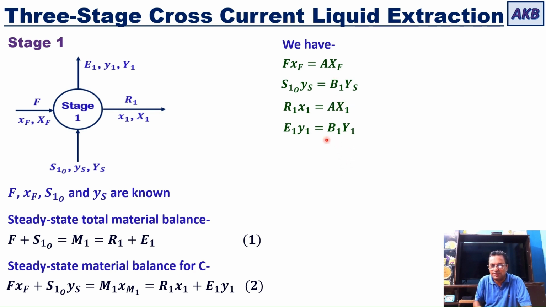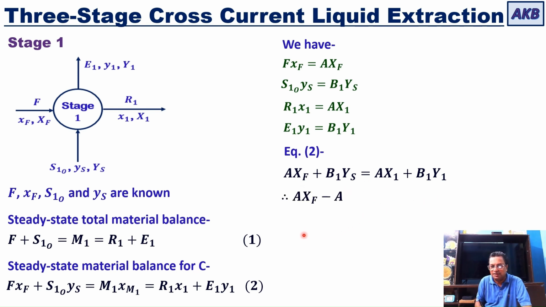Now we are going to use this in equation number 2. So equation number 2, if you use all this, it becomes A into Xf plus B1 into Ys, and that is equal to A into X1 plus B1 into Y1. So now what I will do, I will bring A into X1 on this side and take B1 into Ys to the other side. So it will be A into Xf minus A into X1, that is equal to B1 into Y1 minus B1 into Ys.